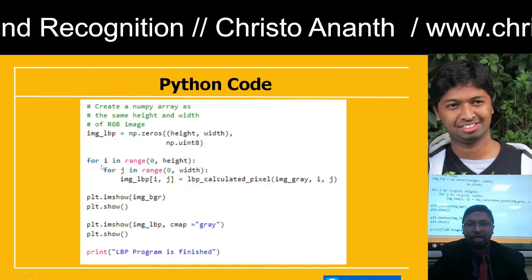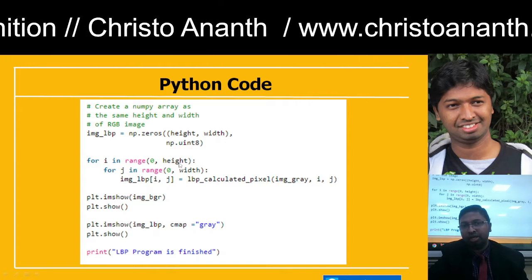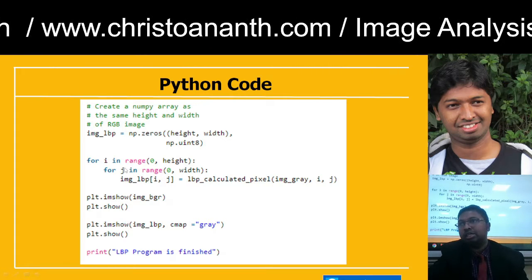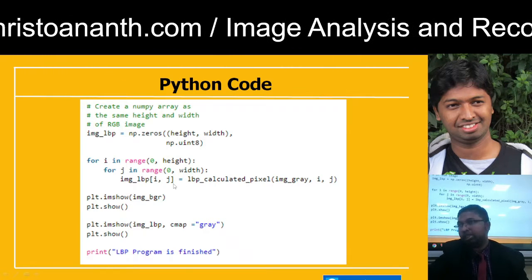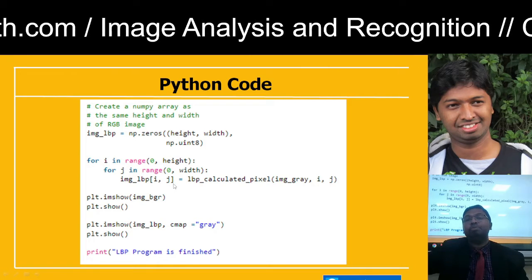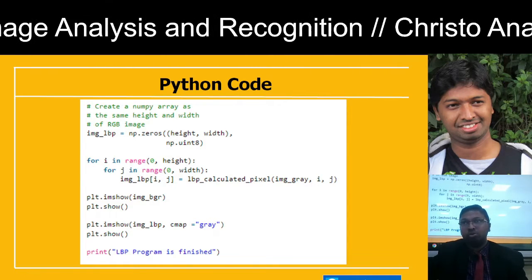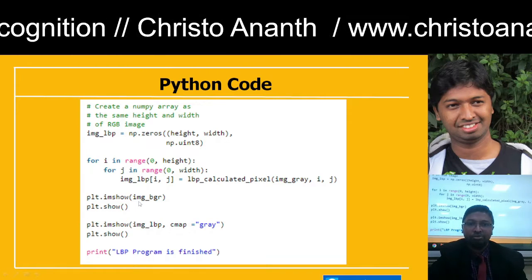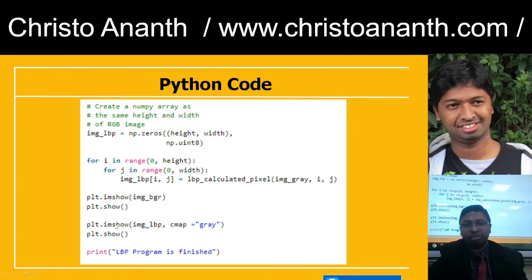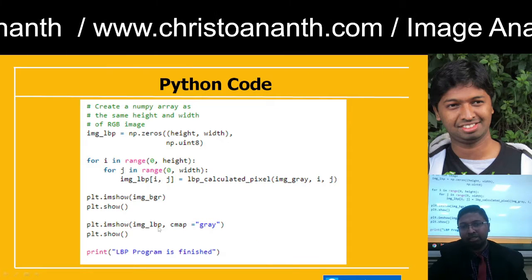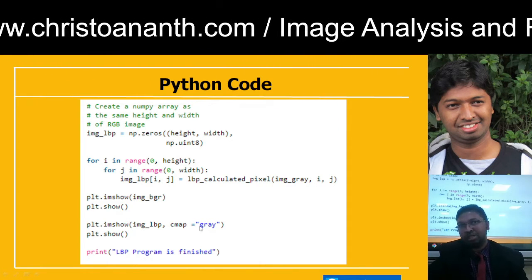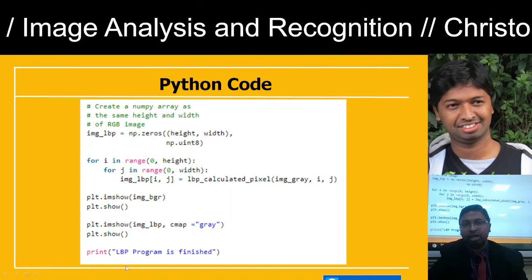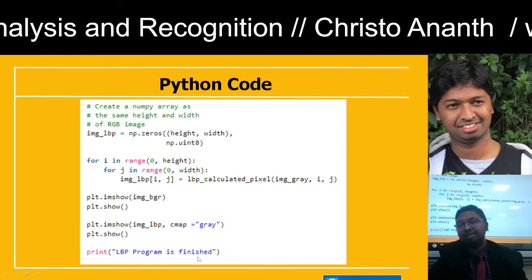Then you have for i in the range 0 to height, then the j loop for j in the range 0 to width, and image_lbp of i comma j is nothing but the calculated pixel that you have now found. So you will have plt.imshow of image_bgr, plt.imshow of image_lbp, where the cmap is the gray colormap. Then plt.show, and print that the LBP program is finished.